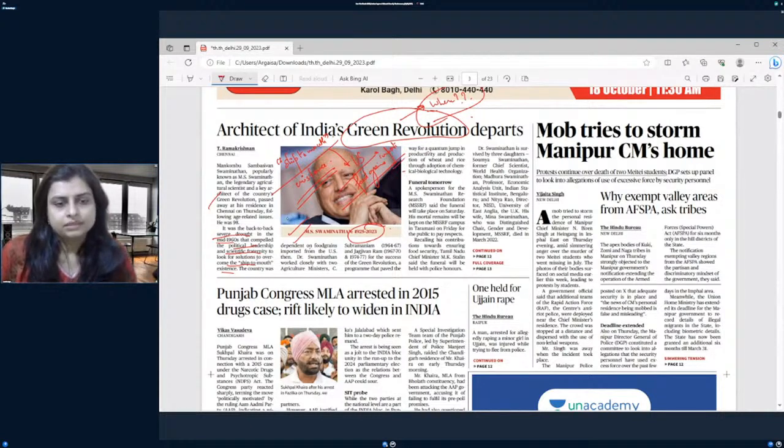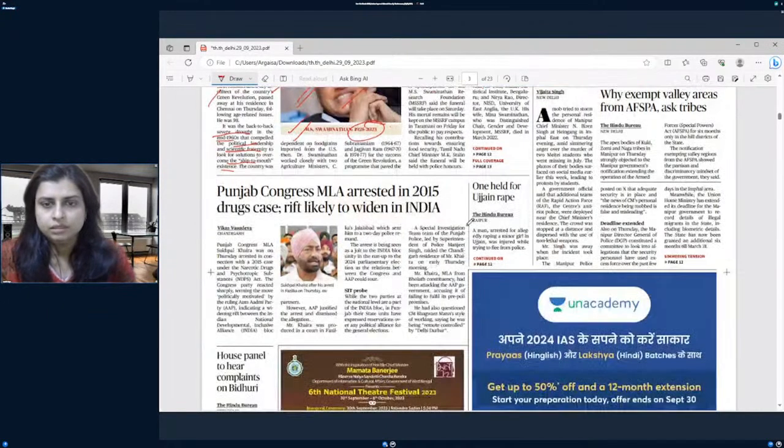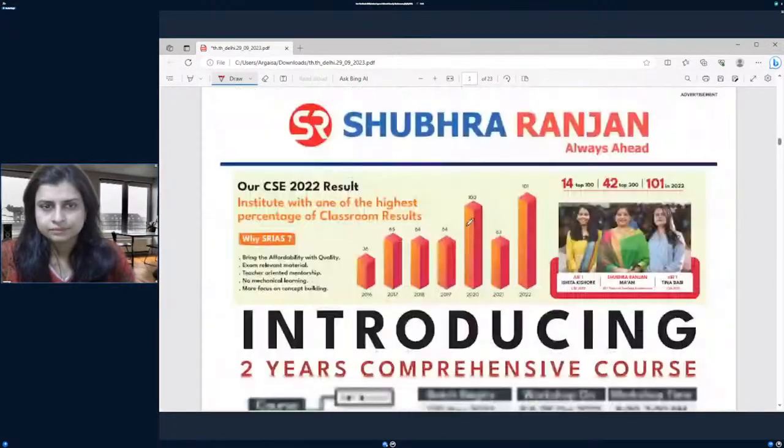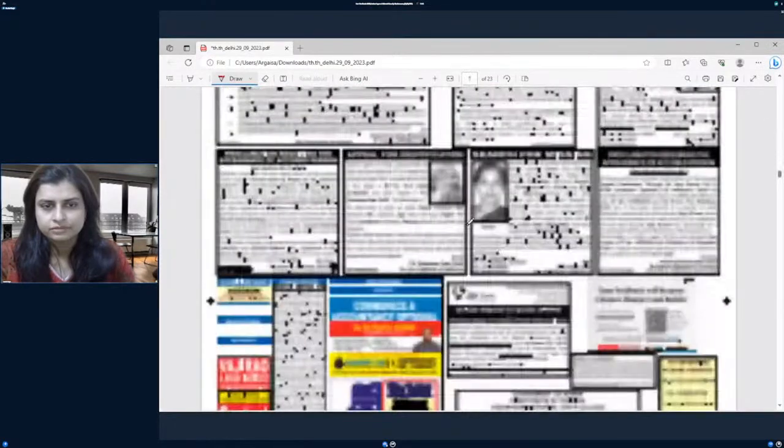Dr. Swaminathan worked closely with two agriculture ministers of that time for the success of the Green Revolution, a program that paved the way for a quantum jump in productivity and production of wheat and rice through adoption of chemical and biological technology. Now, what are the efforts that were done? So, moving to page number 12.